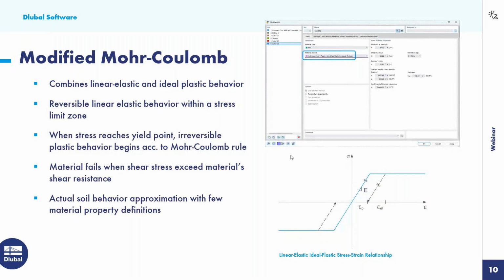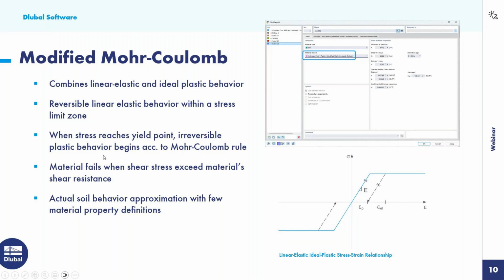I think it's important to have a fundamental understanding of what each one of them can provide and maybe the best scenario to use this in your model. We'll begin here with the modified Mohr-Coulomb. This is going to combine linear elastic and ideal plastic behavior. So essentially, we have a reversible linear elastic behavior within a stress limit zone. But when that stress reaches the yield point, then that's when the irreversible plastic behavior is going to begin. And this is all according to the Mohr-Coulomb equations.